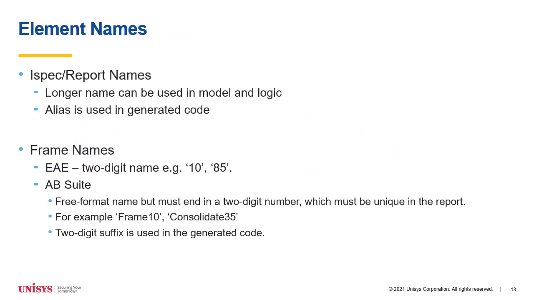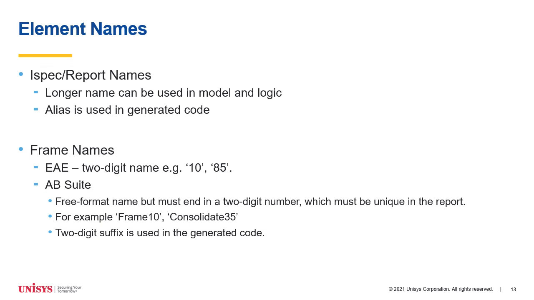I'd like to make a few points about the names of some elements. With elements like iSpecs and reports, they can have longer names which can be used in the model and logic within the development environment. But those elements also have an alias property, which is a short form of the name. And it's that alias which is used in the generated code. For example, you can have an iSpec called customer, and it would have an alias of something like cust. And the name cust is what it would be known as in the runtime system or in the runtime code.